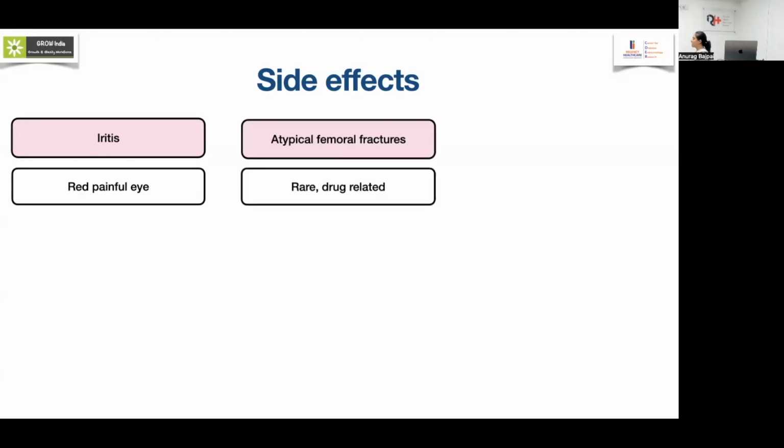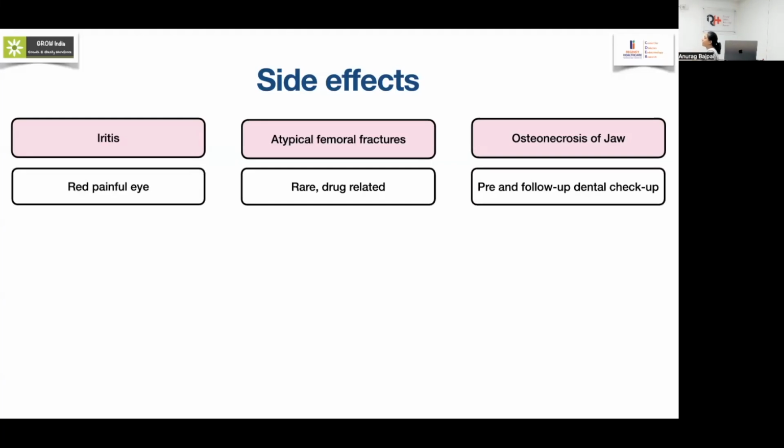Atypical femoral fractures, as Sir has already said, are because of the bisphosphonate lines of healing and the dense and rarefaction lines seen on X-ray. These are usually drug-related, and may not always be considered a pathological fracture needing escalating therapy. Osteonecrosis of the jaw is rare in children. However, a pre-therapy and a follow-up dental checkup may be a good option to prevent this risk.